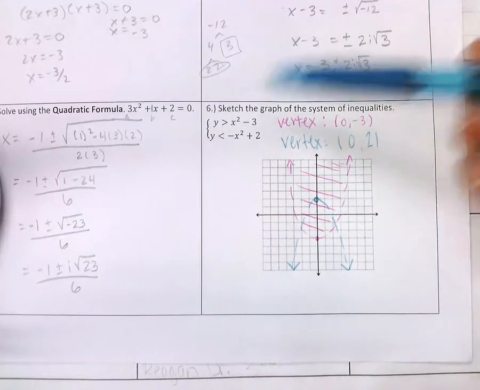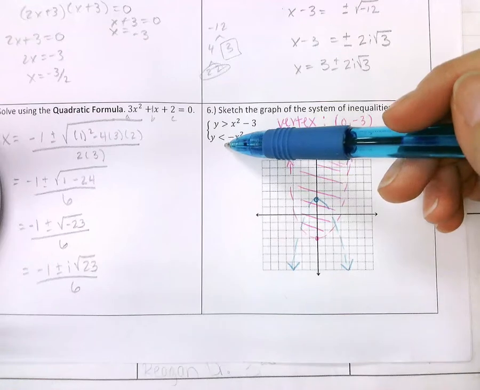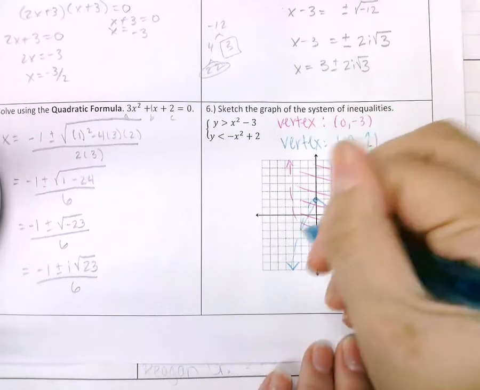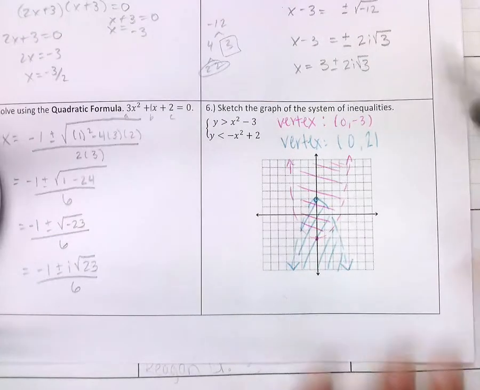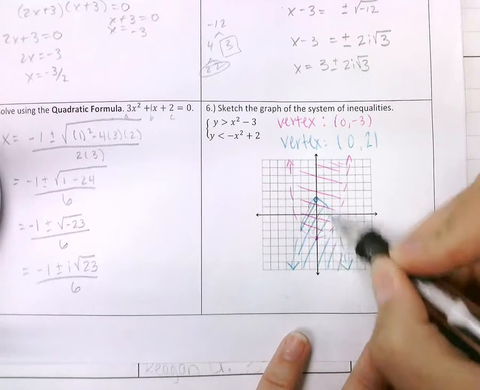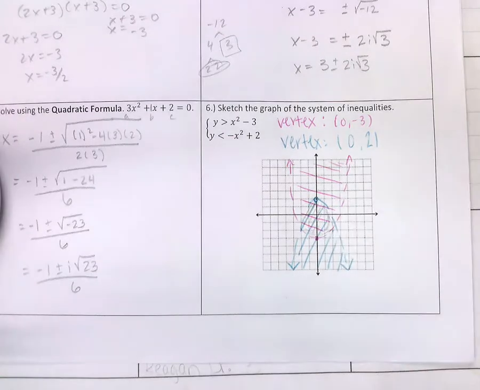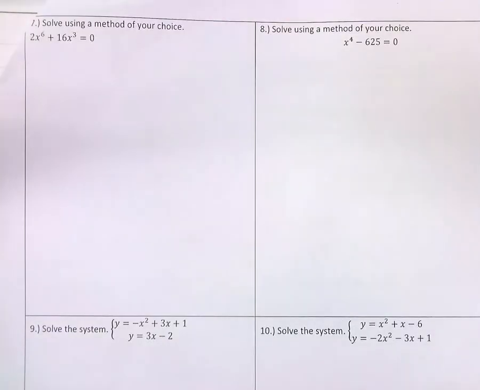Okay. It says y is less than. Do I shade up or down? Down. Inside. Okay, so the answer is technically everything in here, the feasible region.